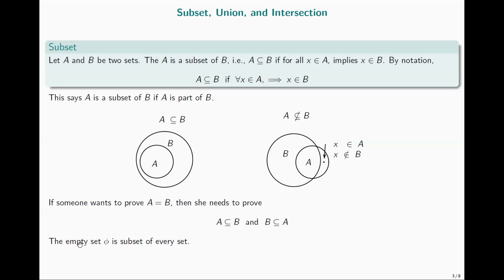Okay. And another thing, by convention, the empty set is a subset of every set. So if you want to prove it logically, how do you prove it? Suppose the empty set is not a subset of every set. That means there exists an element in the phi set, in the empty set, which is not in that set. But this is wrong. Why is this wrong? Because the empty set is a set with no element. Then how can there exist one element? Therefore, the empty set is a subset of every set.